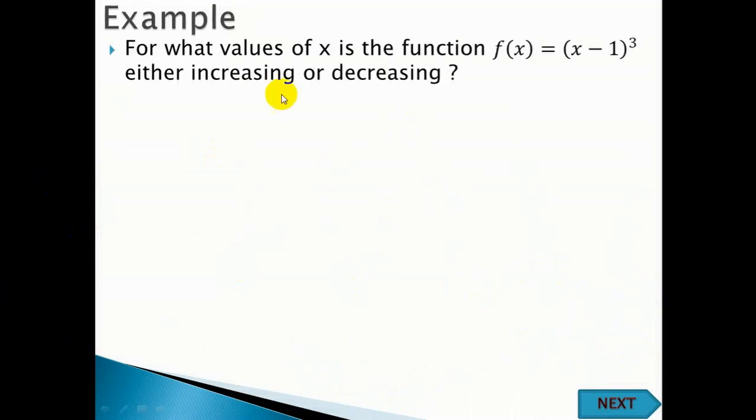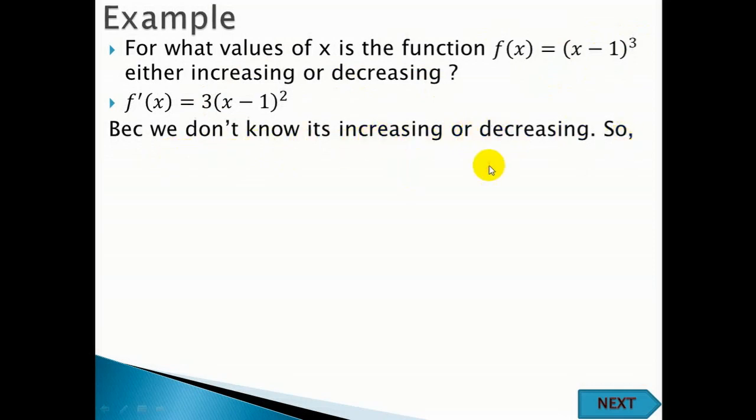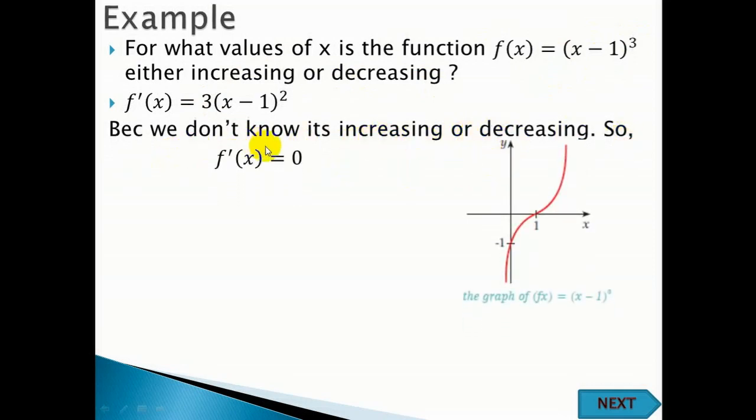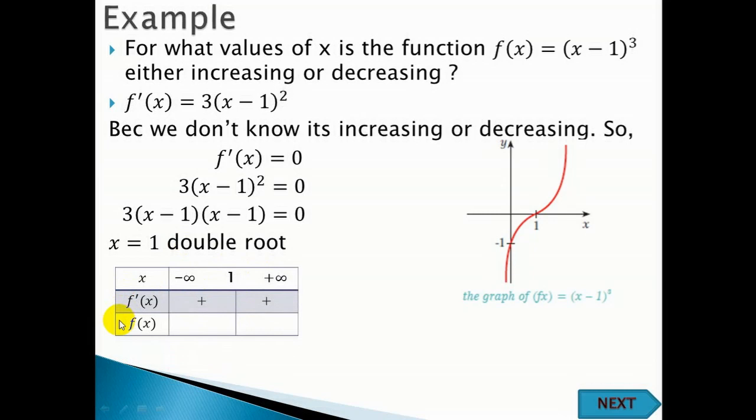Another example. For what value of x is the function f(x) equals (x minus 1) to the power 3 either increasing or decreasing? You need to differentiate this one first, and because we don't know if it's increasing or decreasing, let f prime x equal 0. So 3(x minus 1) squared, because x equals 1 is a double root, we need to find another value around the root of x minus 1.